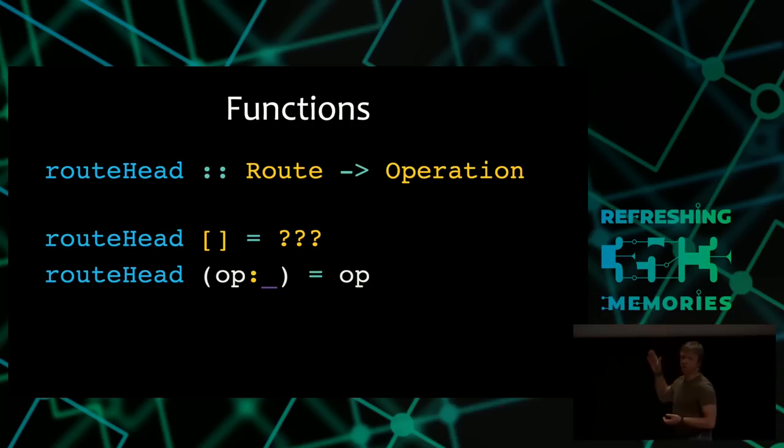And so the second equation is pretty clear. If you want the head of a route that is not empty, you just take the first element of that list. OK, so far?